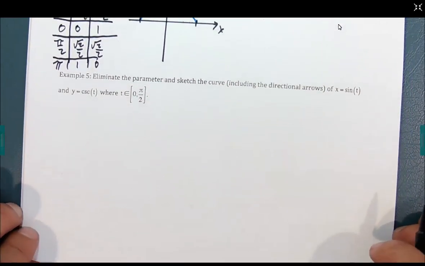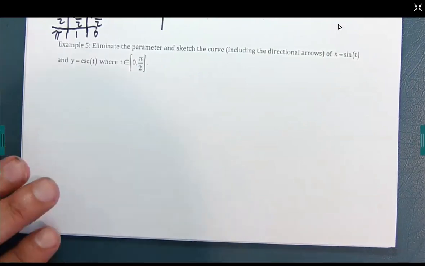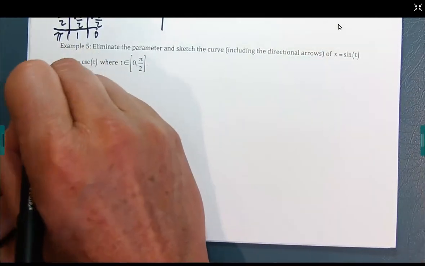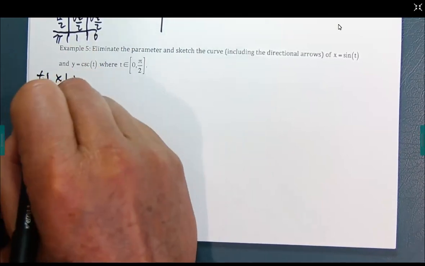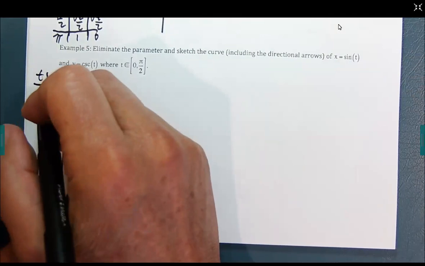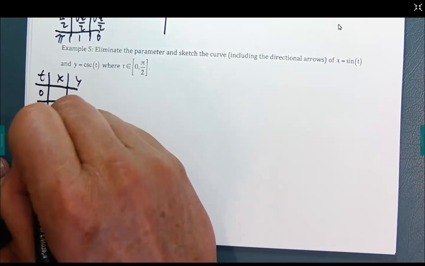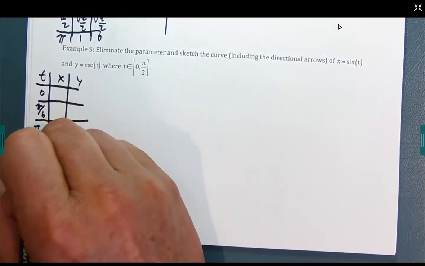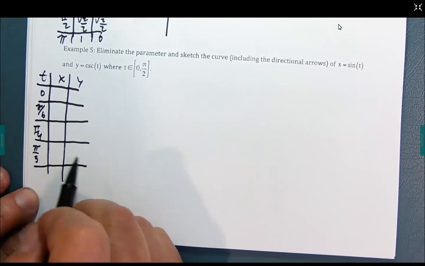All right. Next up, we're going to eliminate the parameter and sketch the curve as t goes from 0 to pi over 2. So for this one, I'm going to set up the t, x, and y. And remember, cosecant is the reciprocal of sine. So whatever we get for x, the reciprocal is going to be for y. And I'm going to break this up like this, just so we get an idea of what we're doing. Pi over 6, pi over 4, pi over 3, up to pi over 2.